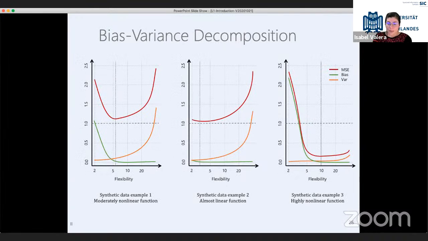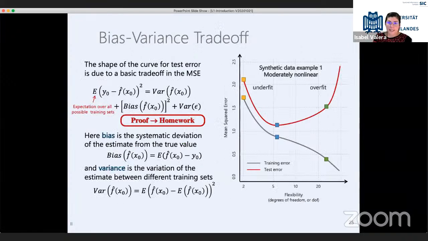So in general, what we are going to observe is that there is a trade-off between the variance and the bias. The lower the bias, the higher the variance, and the other way around, for the same class of estimators.